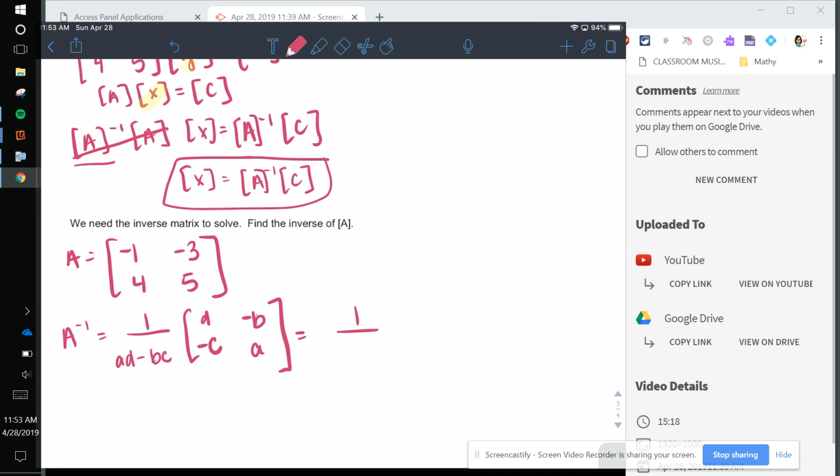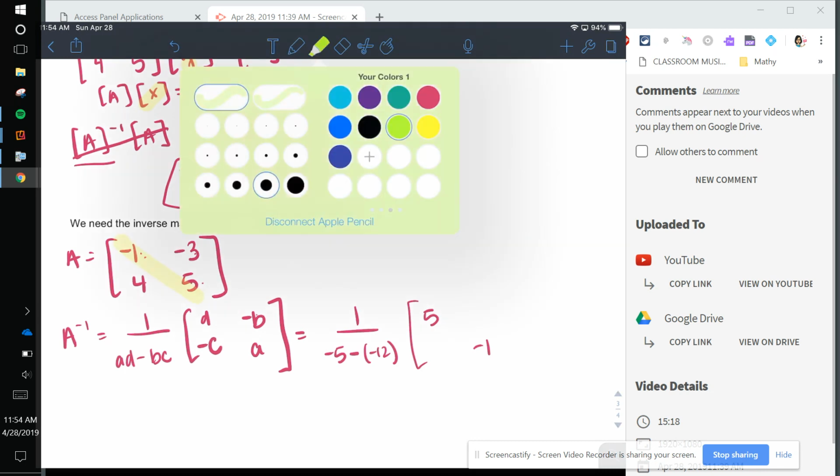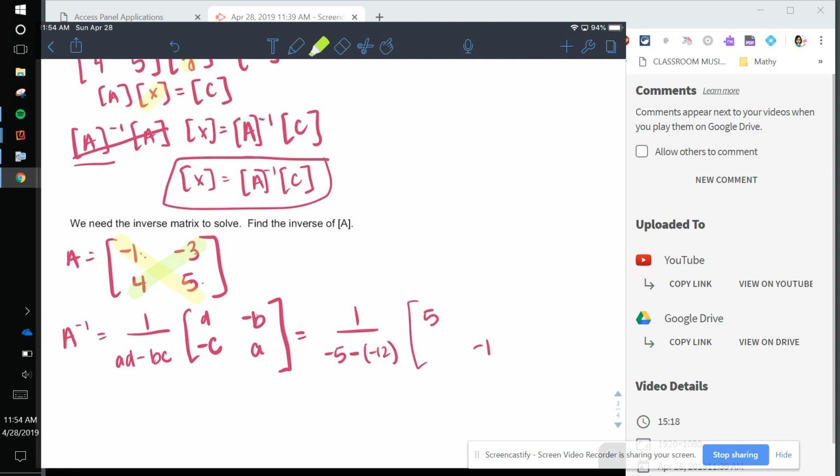So 1 over A times D would be -5, minus 4 times -3 is -12. So that gives me, let's go ahead and plug these in. This is 5 and -1. So these two switch. Okay. And then these two, the signs change. So instead of -3, it becomes +3. Instead of 4, it becomes -4. Okay. This is -5 plus 12, which is 7.